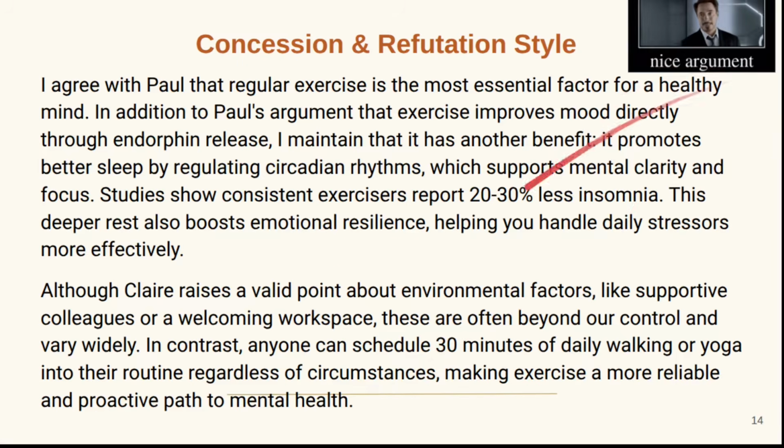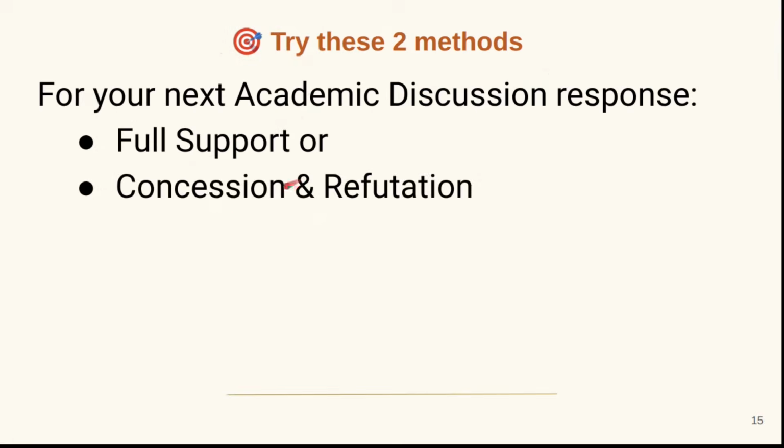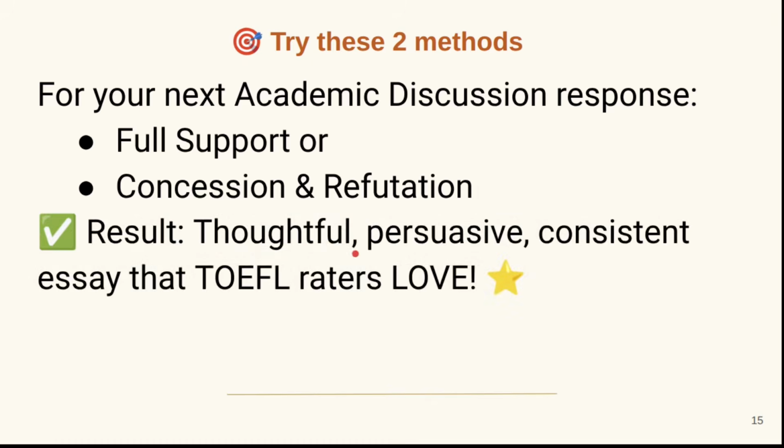Do you see the concession and refutation here? The writer first concedes that the environment is important for mental health, but then refutes it by saying that it's beyond our control. This approach weakens the opponent's position while strengthening its own argument. So next time you write an academic discussion, try using one of the two methods we talked about, full support or concession and refutation. When you do this, your essay will sound more thoughtful, persuasive, and consistent, exactly the qualities TOEFL raters love to see.